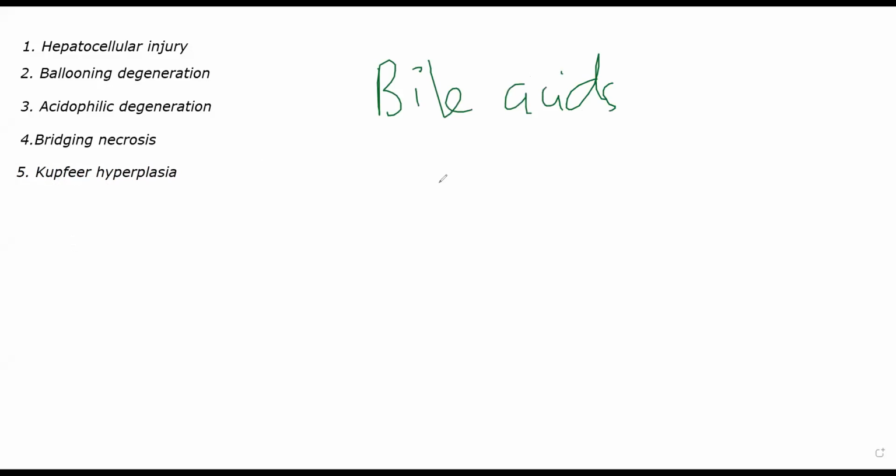Okay, so in the last class, if I remember correctly, I had asked you what are bile acids and what are transaminases. Did anyone find out? I had asked you about bile acids and transaminases. What are these?